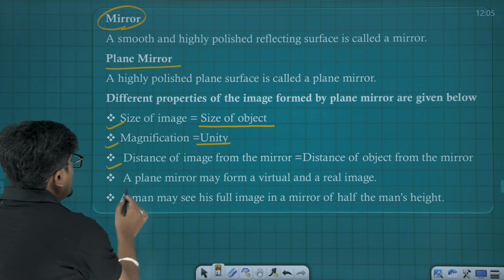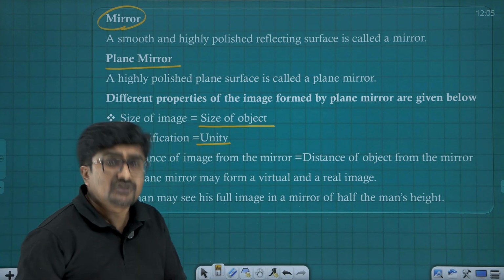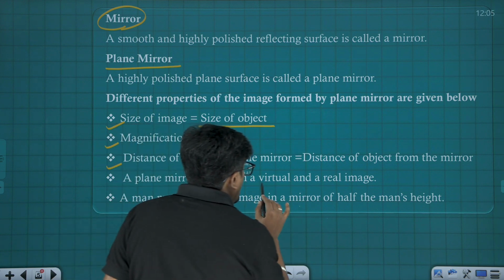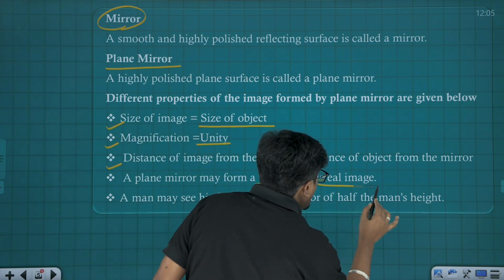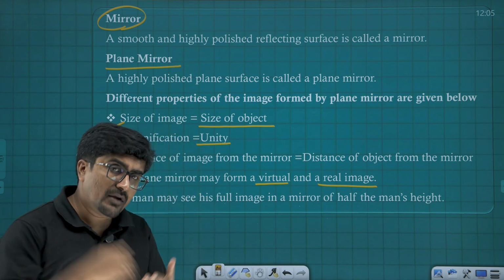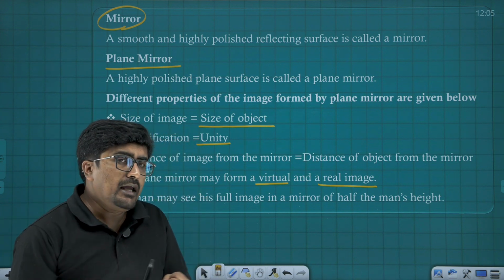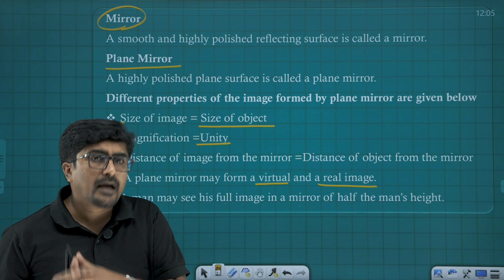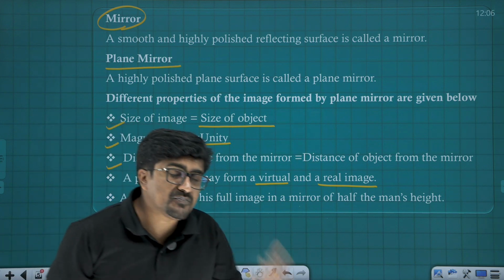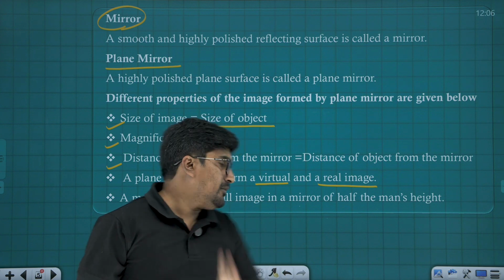Alright, and next one is about the nature. The image formed by a plane mirror can be virtual as well as real. I repeat, the image formed by a plane mirror can be a real image as well as a virtual image. If the object is real, then the image will be virtual. And if the object is virtual, then the image will be real.